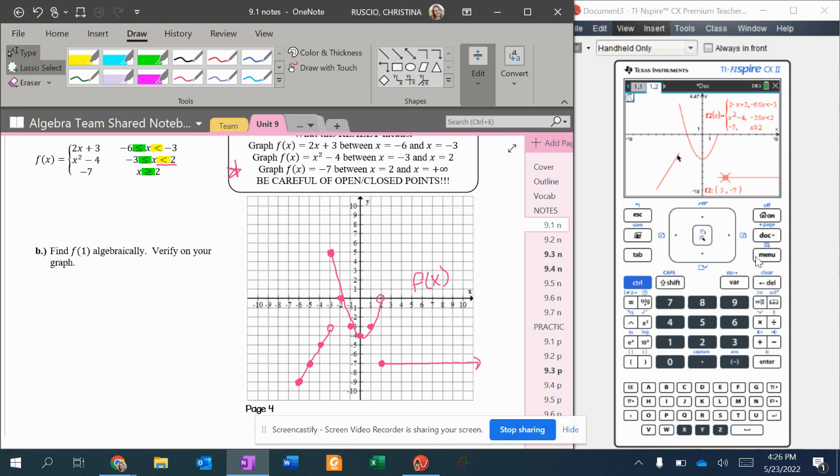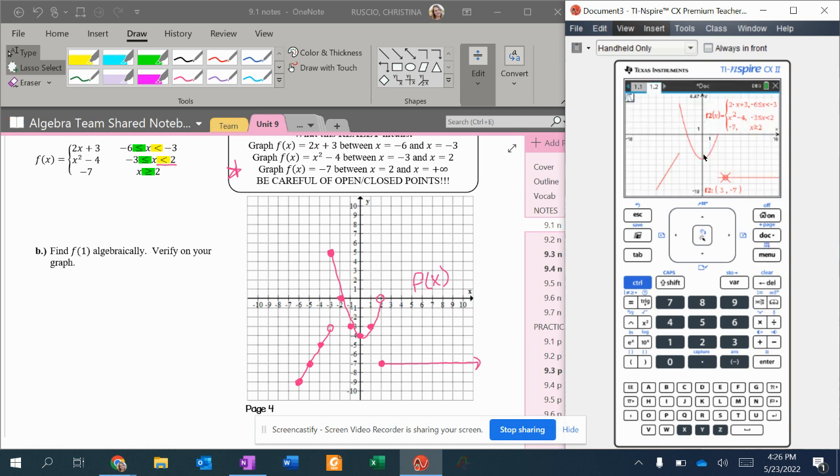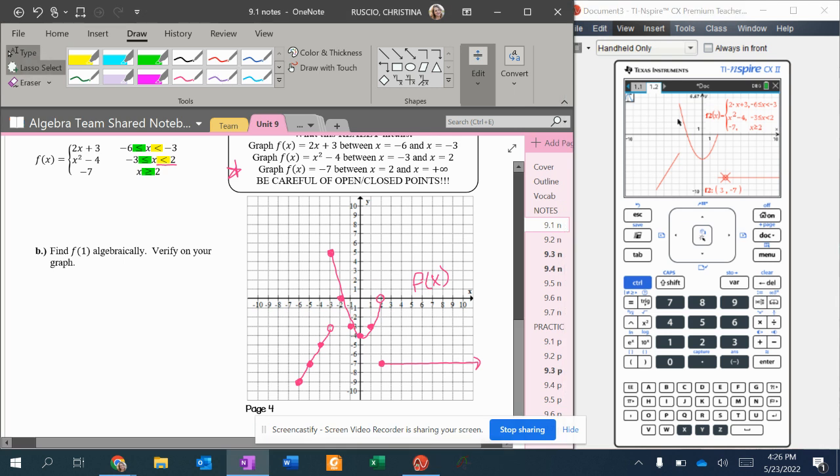Okay, another thing that you can do is menu, view, grid, line grid. And this can also help us find those points. Some of you might take advantage of this. All right, last, let's finish this off. I know this video is getting kind of long.